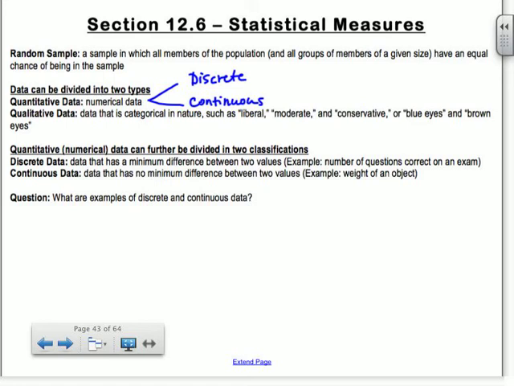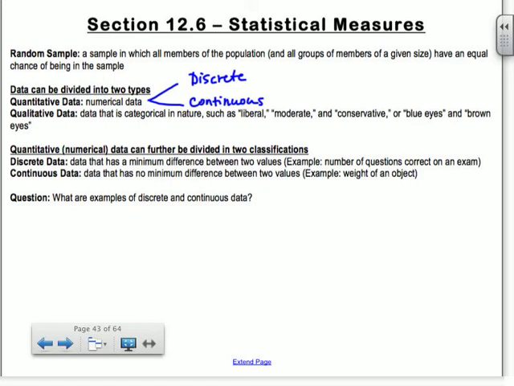All right, so discrete data is data that has a minimum difference between the two values. So for instance, like the number of questions correct on an exam. Right, there's a minimum distance between those, meaning 1 point. One question could be different. And continuous data is data that has no minimum difference between two values. So for example, the weight of an object.